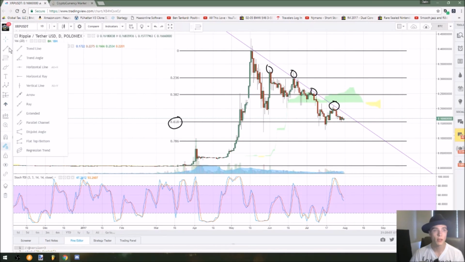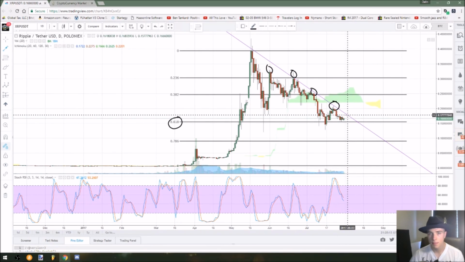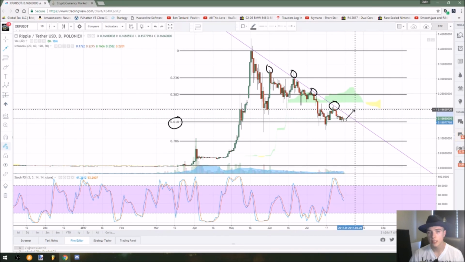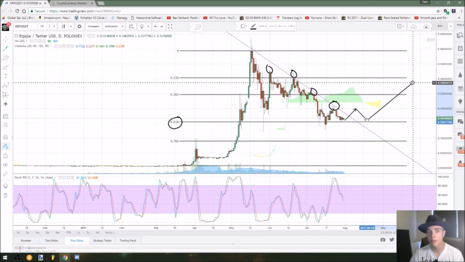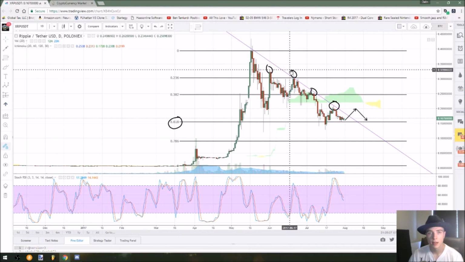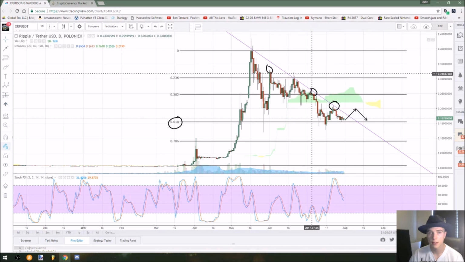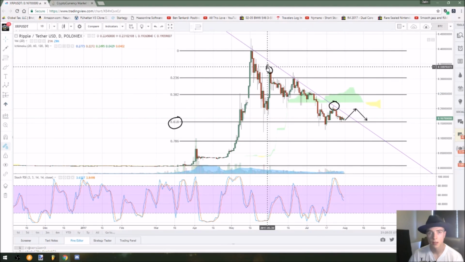So yeah, I would expect it, if we do break out of descending resistance, and that breakout point would be, what is that breakout point? 17 cents. So if we can break 17 cents, I would expect us to fall back onto the 16-cent mark, and then break very bullish after that point. So that's really the determination factor that I'm using in XRP currently, is this breakout in descending resistance.